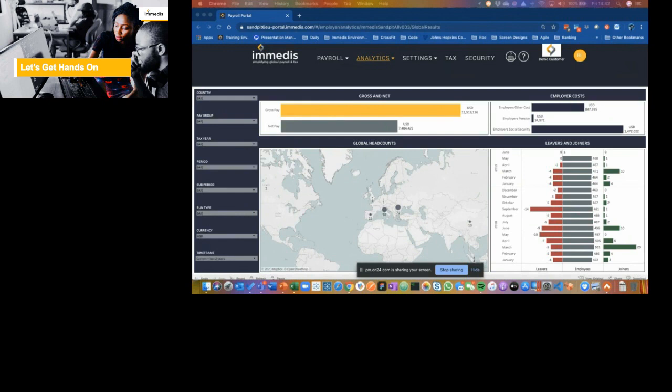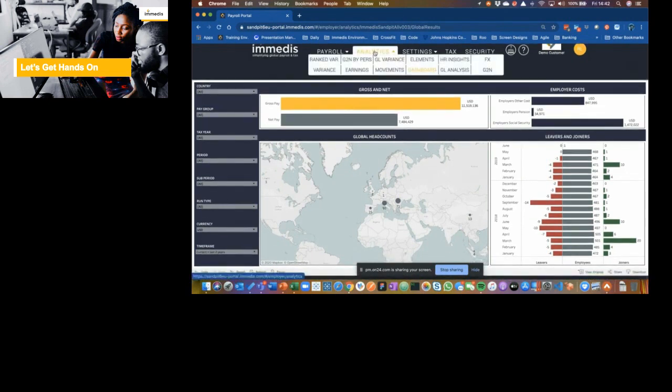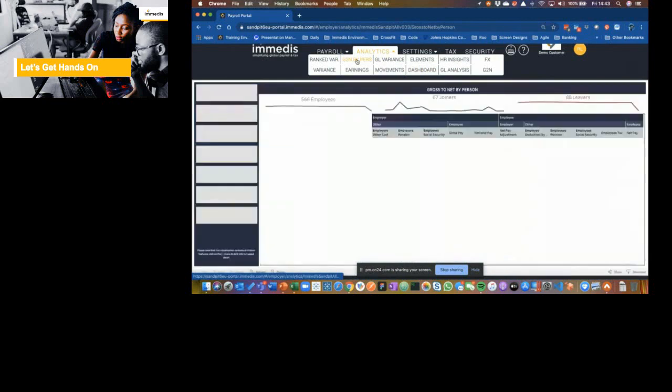Downloading, yeah, very good question. So how do you download information? And hopefully I have the privileges to do this. So bear with me, I'll find something that's useful to download first of all. I'll probably go to Gross to Net, might be a good place to start.